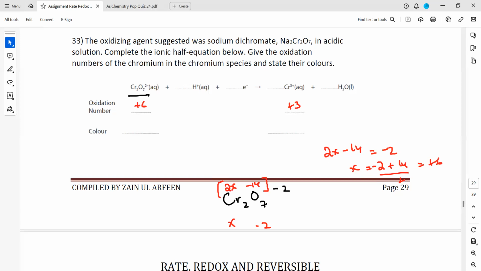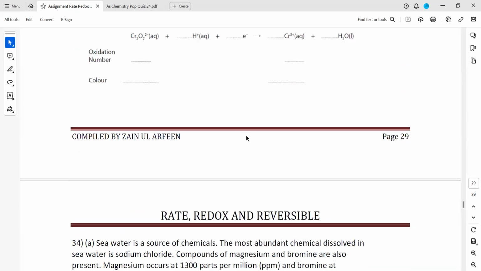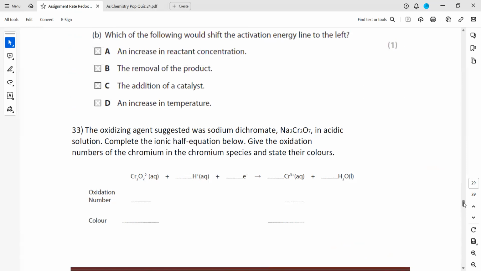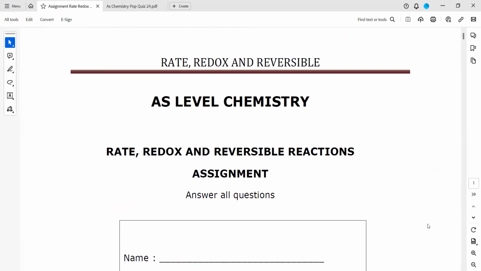Then the color, you have to learn the color. If it is dichromate, then it will be orange. If it is chromate, it is yellow. And if it is chromium +3, it will be green. You have to learn the colors of these compounds and their ions. So dichromate is always orange in color. If it was chromate only, then it will be yellow. And if chromium 3 is there, then it will be green. So this was question 33 from the exercise on redox and reversible reactions.